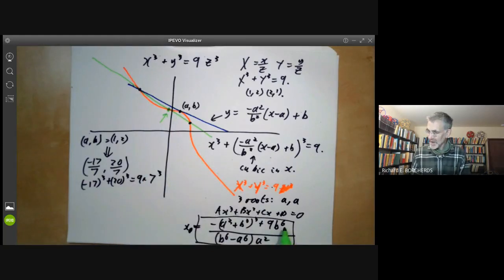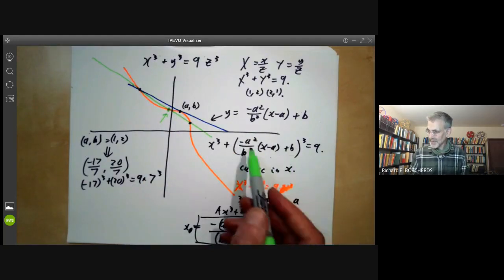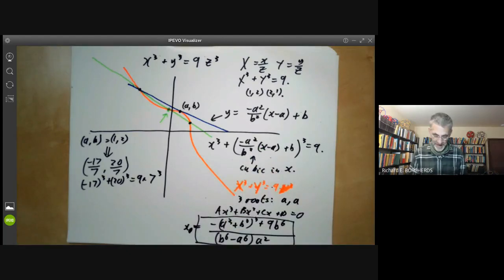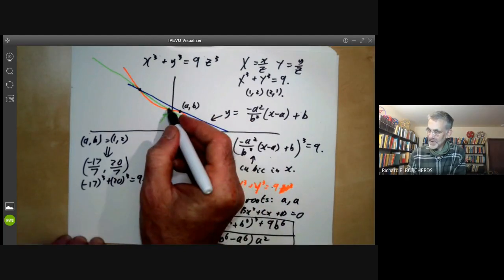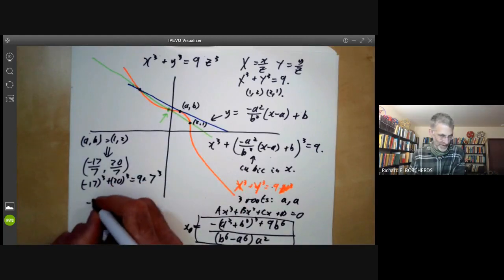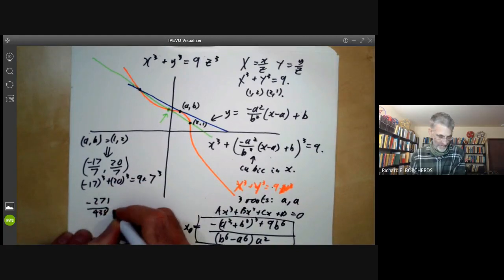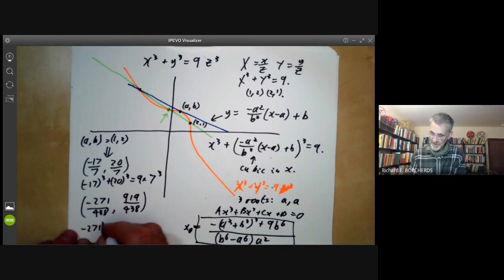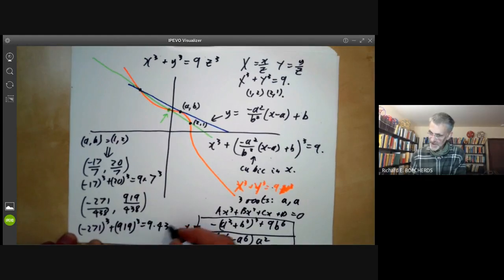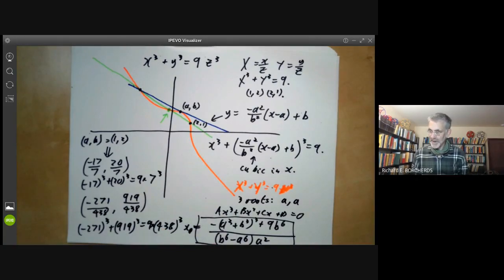If you do this, the algebra becomes really a bit of a mess. So I'm not actually going to carry it out explicitly. But I'll just give an example. So if you take this point and this point, 2, 1, and draw the line through them and work out its intersection point, it turns out to be minus 271 over 438, 919 over 438. And this gives us the solution minus 271 cubed plus 919 cubed equals 9 times 438 cubed, which, as you see, would be a bit tiresome to find by trial. And using this geometric argument, it's quite easy to find solutions like this.